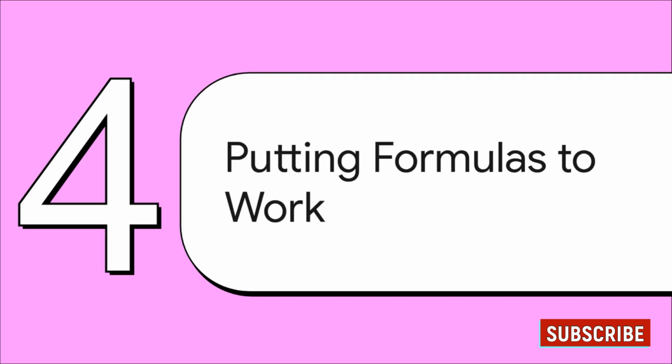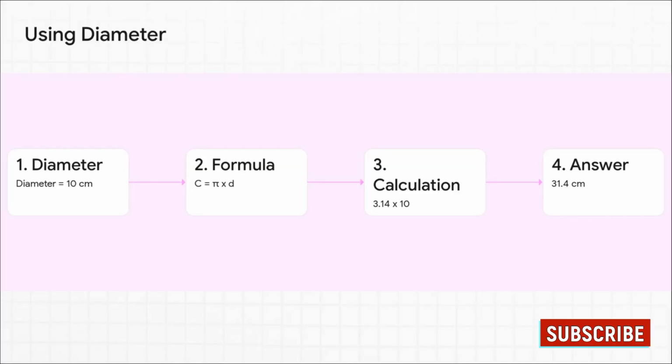Okay, enough talk. Let's make this real. We're going to take a circle and actually calculate the circumference using both methods just to prove that they both work perfectly. All right, let's say we've got a circle with a diameter of 10 centimeters. We grab our formula, C equals pi times d. Then we just plug in the numbers. That's 3.14 multiplied by 10. And boom, our answer is 31.4 centimeters. Simple, direct, done.